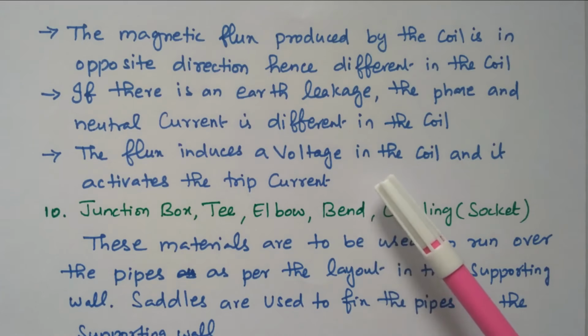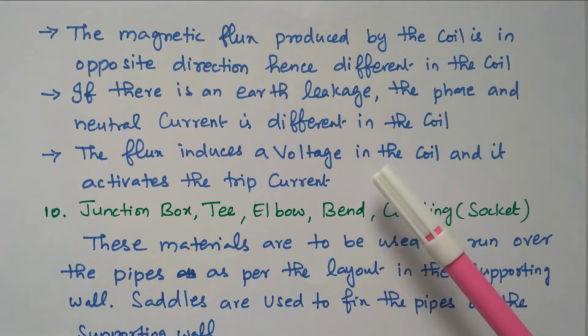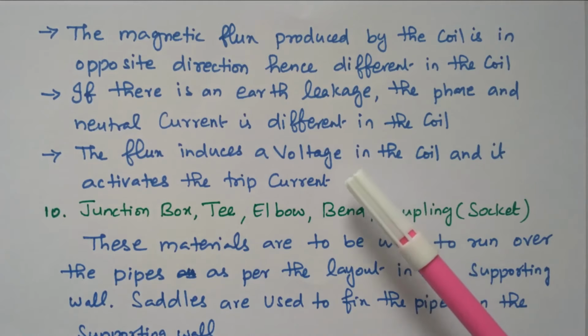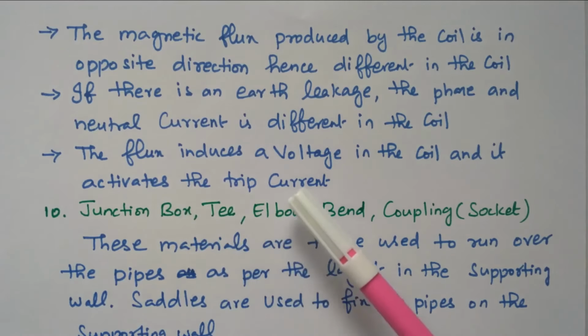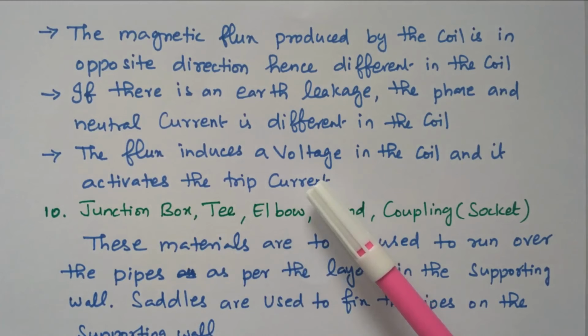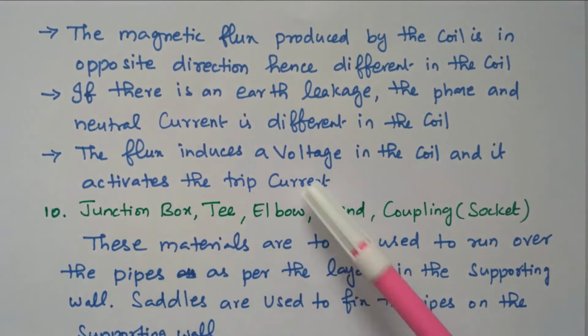So the earth breaker has 2 coils. For normal condition, both coils will carry the current and it is equal. So there is no flux. If there is any abnormal condition or earth leakage, there is a difference in the current. Due to the difference in the current, flux is produced. That flux will induce the EMF that will attract the contact so that it will be disconnected from the circuit.